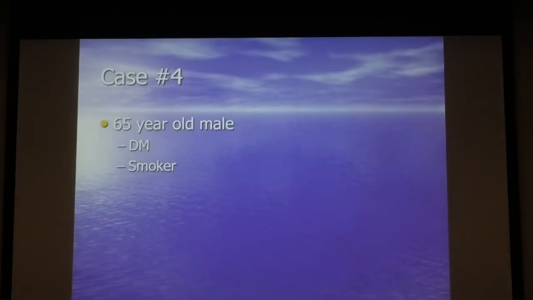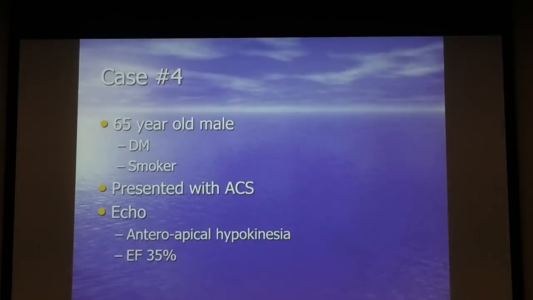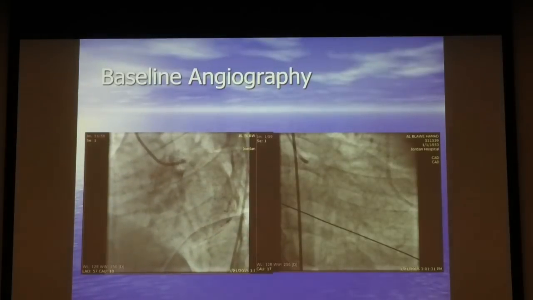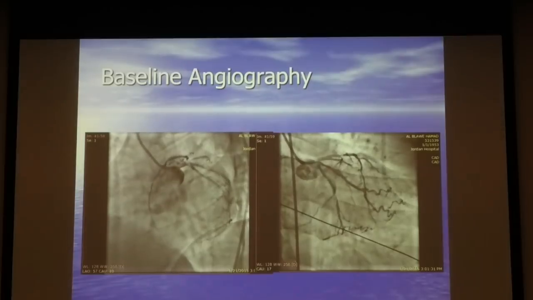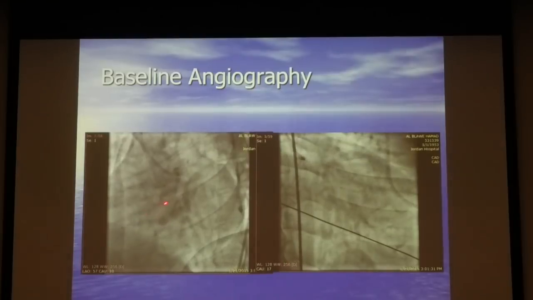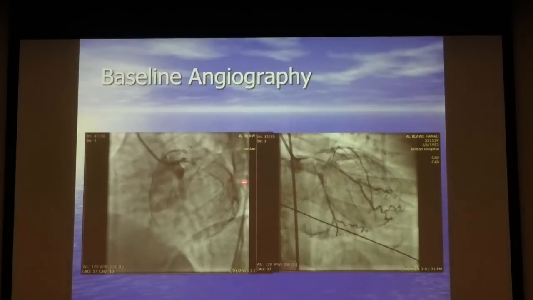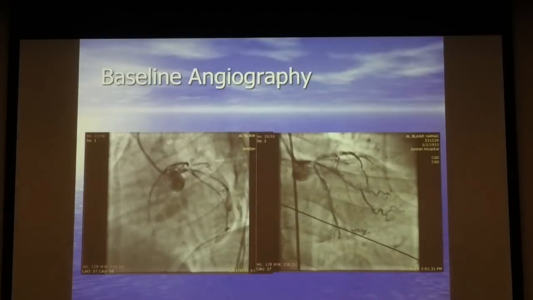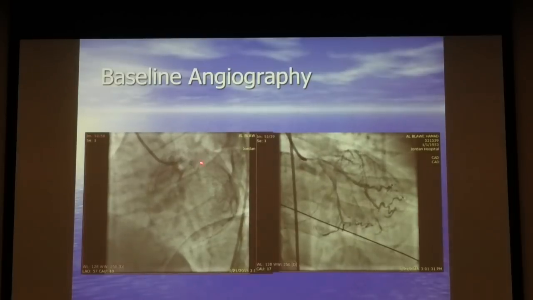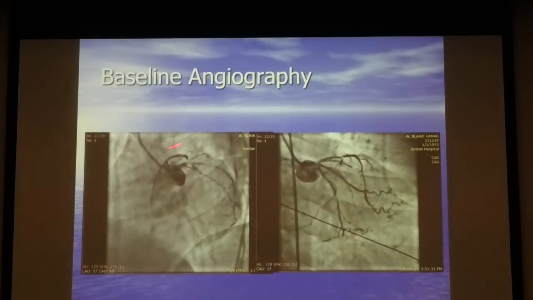Case number four. A 65-year-old male patient, diabetic and smoker, presented with an acute coronary syndrome. Echo showed anteroapical hypokinesis, ejection fraction 35%. Take him to the cath lab. What do you think? Any volunteers? Quadrifurcation. So you have the LAD, you have the ramus, you have the left circumflex, and the marginal. It's like four branches of the left main.